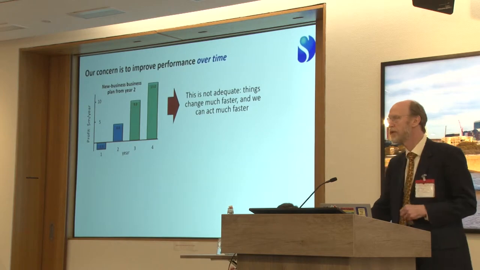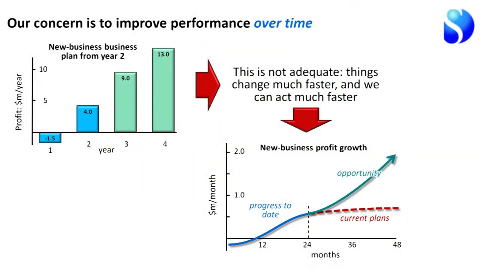I'm always a bit amused on Dragon's Den when they want to know what the last year's sales were and what the year three sales are going to be. What about next week? What about next month? And we can act much faster than that as well. So that chart really isn't adequate. This is what we need. We need to see the continuous trajectory of change. What's happening week to week, month to month.